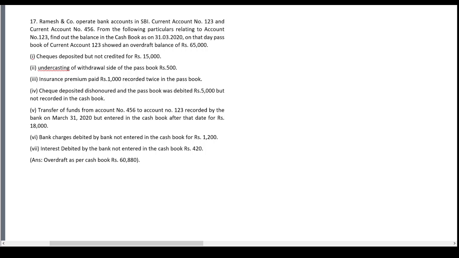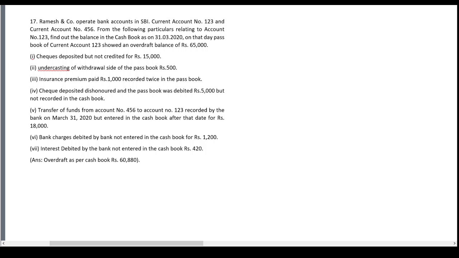Ramesh and company operate bank accounts in SBI, current account number 123 and current account number 456. From the following particulars relating to account number 123, find out the balance in cash book as on 31st March 20. On that day, passbook of current account 123 showed an overdraft balance of rupees 65,000.